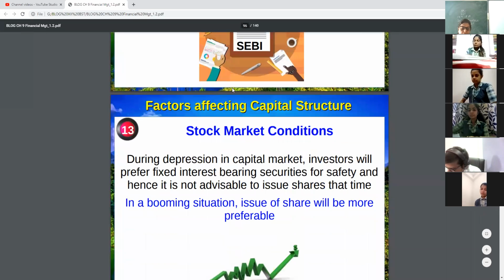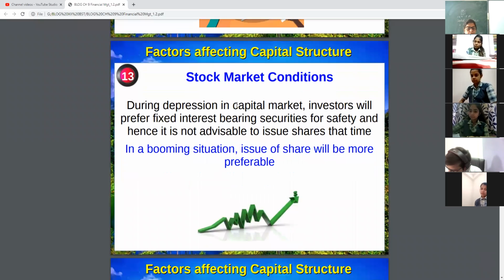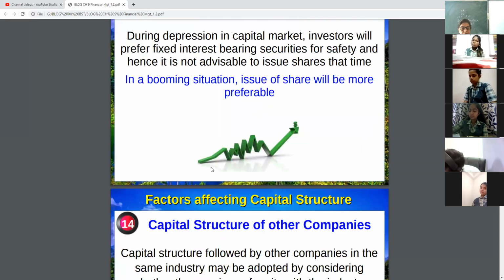The next, stock market condition. Yesterday in the previous videos we discussed it. There are two types of market. Boom means bullish. Recession means bearish. In a booming situation, that is a bullish market, shares will be more preferable. Everyone is ready to invest in shares if the market is on boom.